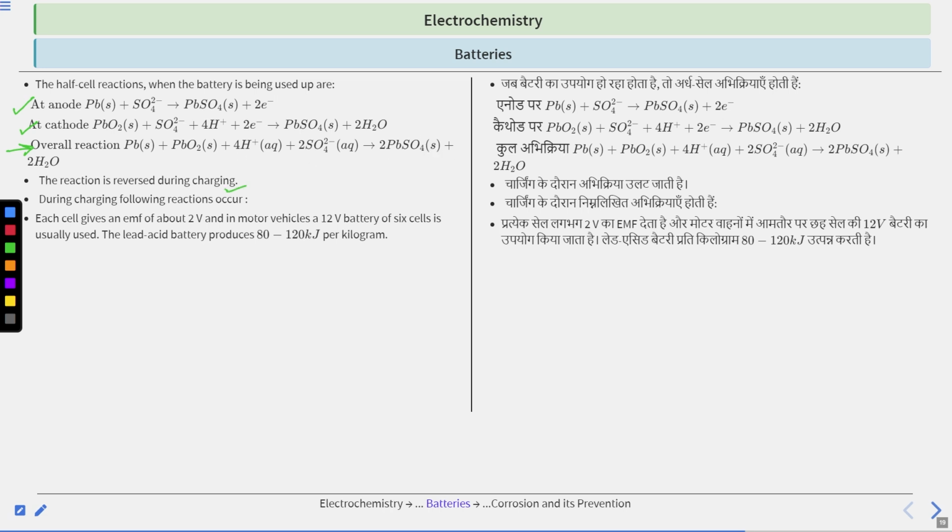The reaction is reversed during charging, as we studied, and during charging the following reaction occurs. Each cell gives an EMF of about 2 volt, and in motor vehicles a 12 volt battery of 6 cells is usually used. The lead acid battery produces 80 to 120 kilojoule per gram.